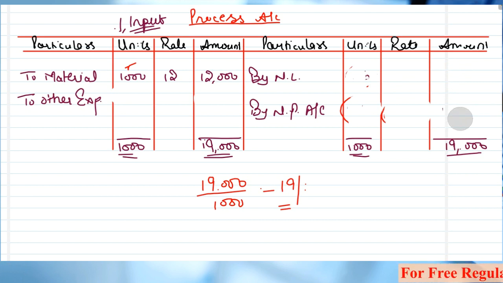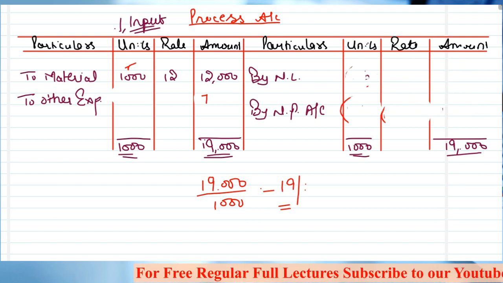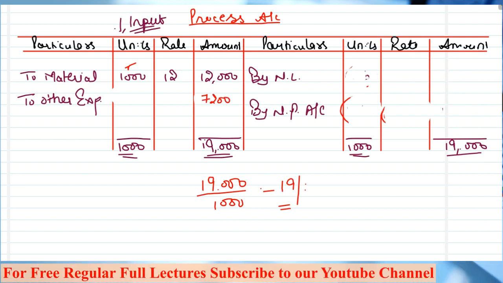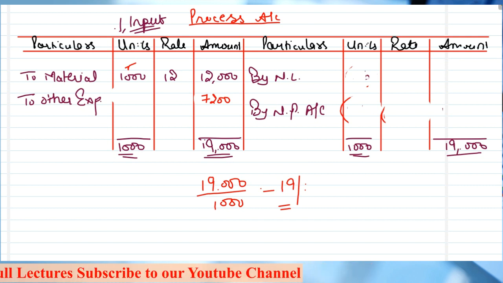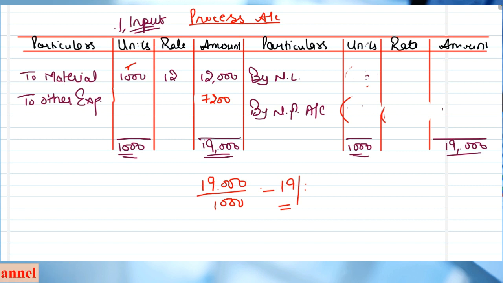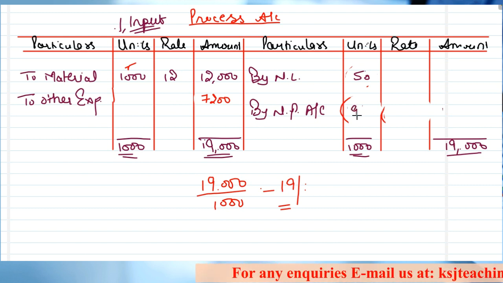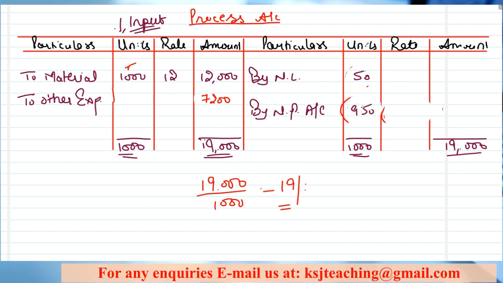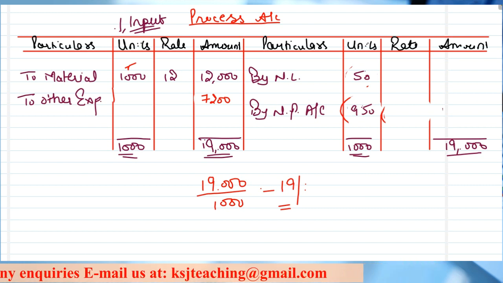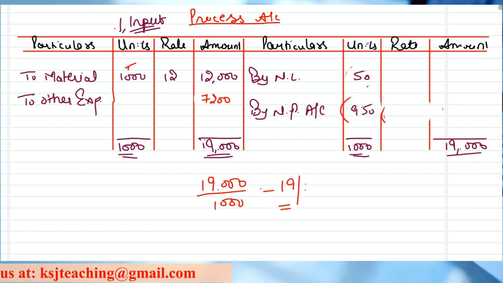Okay, now let's say I'm continuing with the same example. Let's say the other expenses are 7,200 rupees. The normal loss is 50 units, that we all know, and the next process is 950 units, that we all know, right? No issues in that. Now in this case we assume that there is a scrap value of 4 rupees.